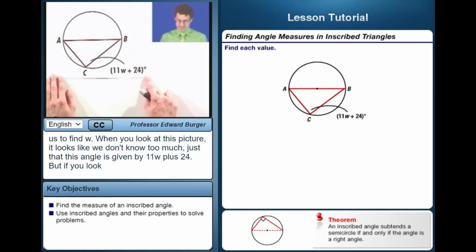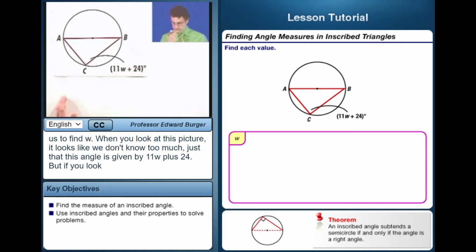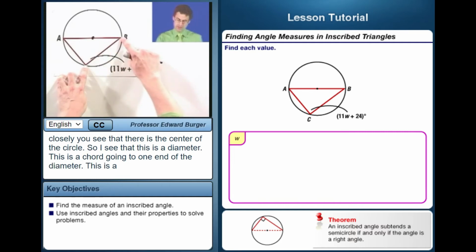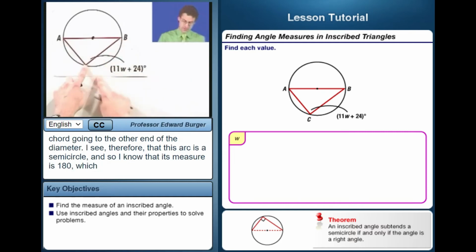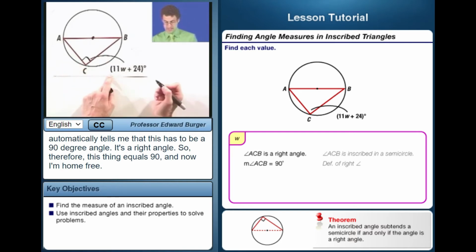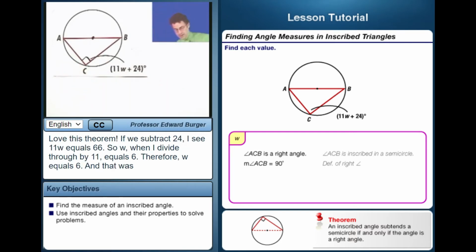So this question asks us to find W. When you look at this picture, it looks like we don't know too much, just that this angle is given by 11W plus 24. But if you look closely, you see that there is the center of the circle. And so I see that, in fact, this is a diameter. This is a chord going to one end of the diameter. This is a chord going to the other end of the diameter. I see, therefore, that this arc is a semicircle. And so I know that its measure is 180, which automatically tells me that this has to be a 90-degree angle. It's a right angle. So therefore, this thing equals 90. And so now I'm home free. Love this theorem.